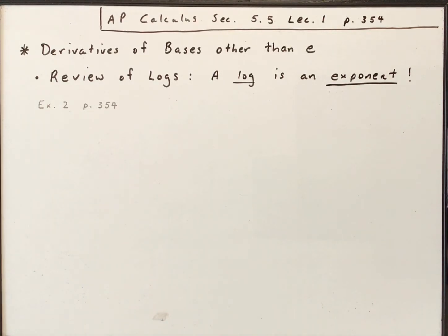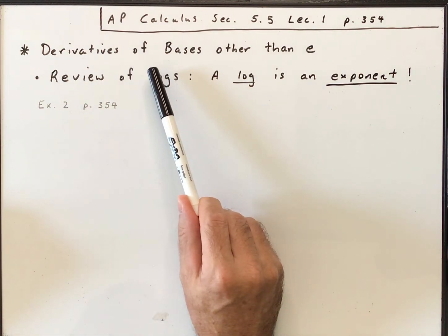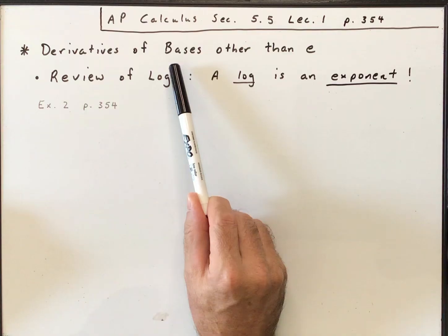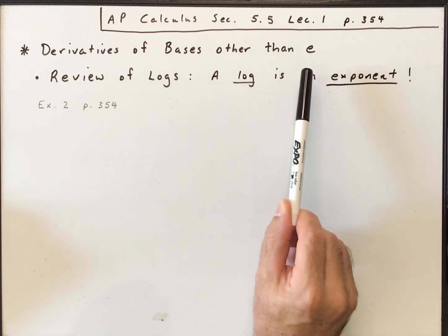Hello there, welcome to AP Calculus, section 5.5, lecture 1. In the book today, we're going to be on page 354. What I'm going to be teaching you how to do is take derivatives of logarithmic bases other than e.